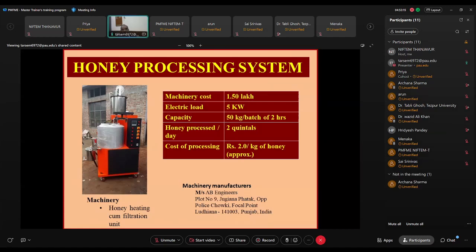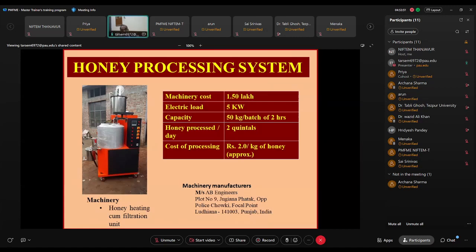It can be taken from one place to another very easily, and the machinery cost is about 1.5 lakh rupees, and it requires an electric load of 5 kilowatt. This 5 kilowatt is mainly in terms of the electric heaters which are used for heating the water, not the honey directly. So from that heated water we are heating the honey. If we want only filtration, then only filtration can be done. We heat only up to 40 degrees Celsius, not more than that.